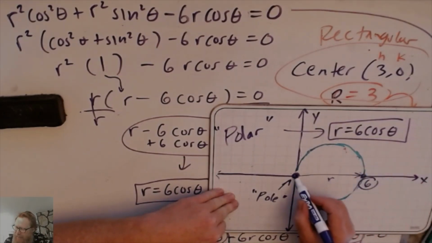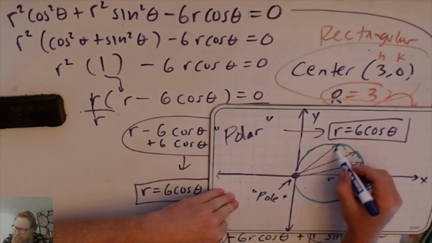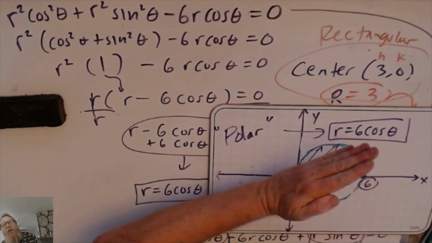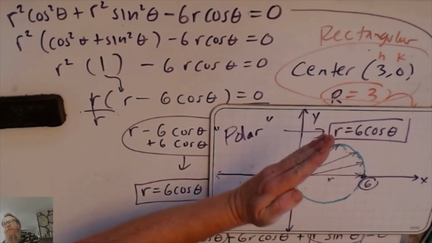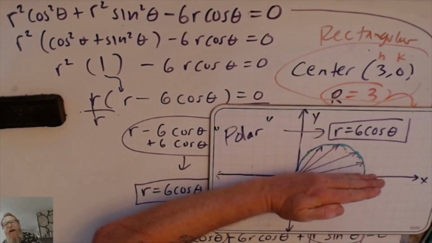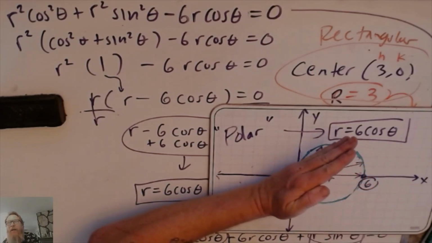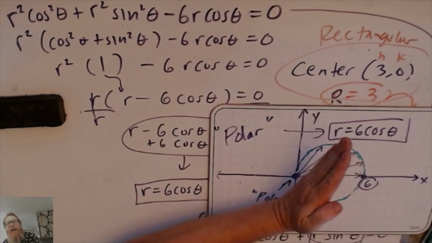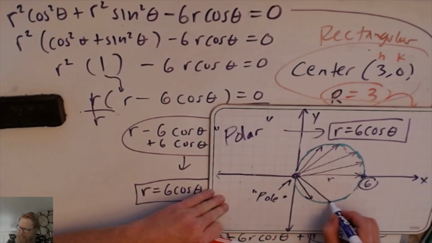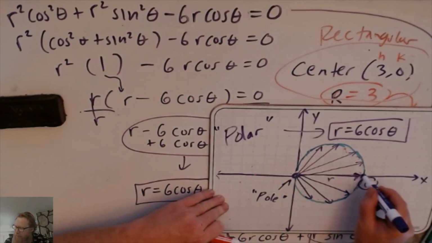And then as theta changes, you have different radii. So the radius is not always going to be 6. The radius is going to go like this: 6, and then here it's going to be 5 point something, and then 4 point something, and then 2.7, and it's going to go around. And the same thing down here, you're going to have these radii that are not always 6. 6 is the maximum radius.